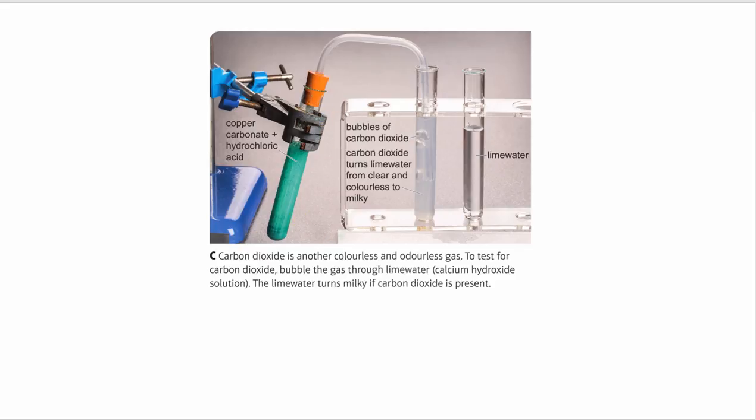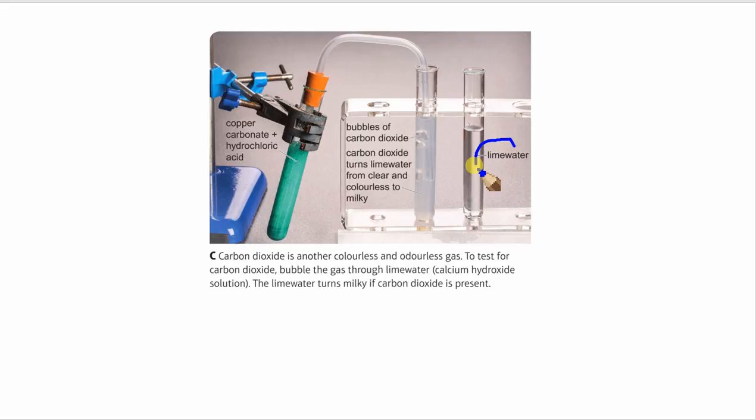This was the chemical reaction that you carried out in class. You had a boiling tube, and then you had this delivery tube arrangement, and this time you were catching the gas being produced and just allowing it to bubble through lime water. In this particular example, we've got this wonderful green copper carbonate reacting with hydrochloric acid.